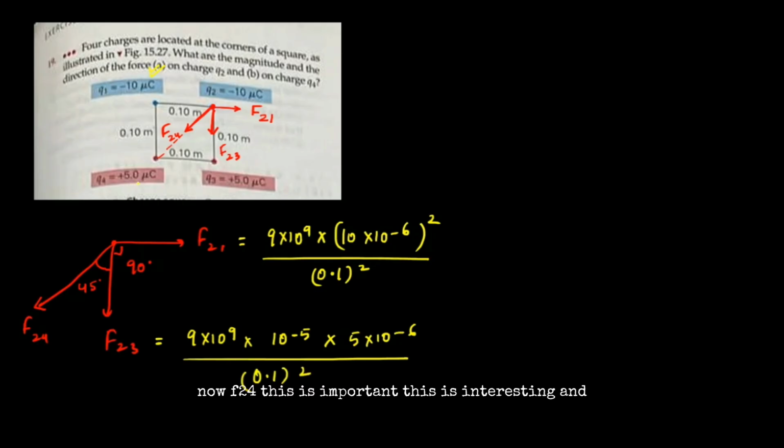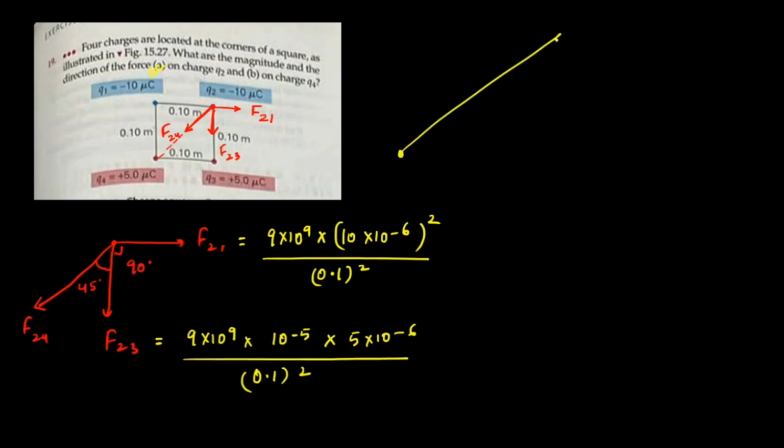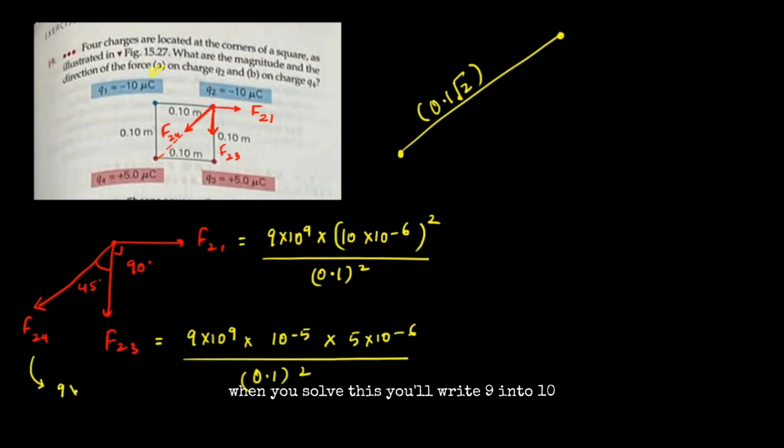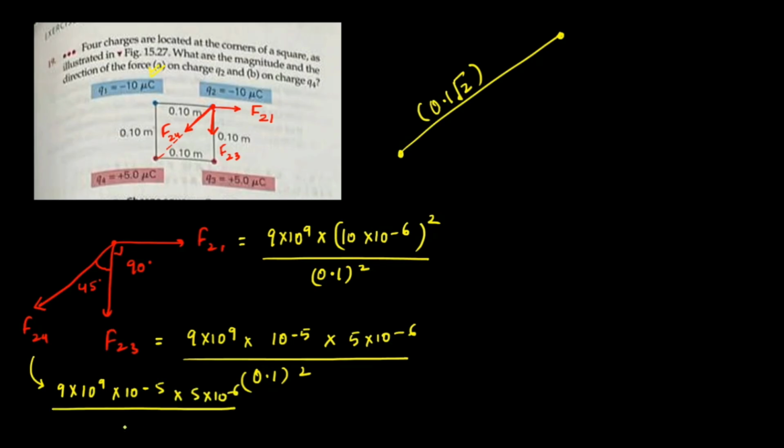Now, F24, this is important, this is interesting. In order to write this, only the distance between them will change. This diagonal is going to be root 2 times the value of this side, so I can write 0.1 root 2. This is going to be the distance between these two charges. So here, when you solve this, you write 9 into 10 to the power 9 times 10 to the power minus 5 times 5 into 10 to the power minus 6 over 0.1 root 2 whole square.